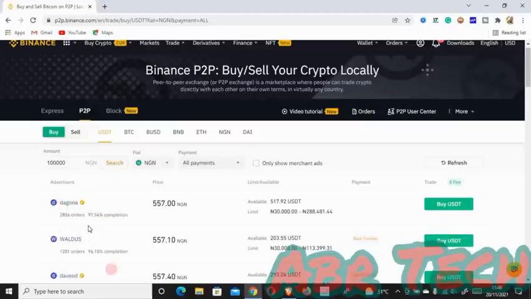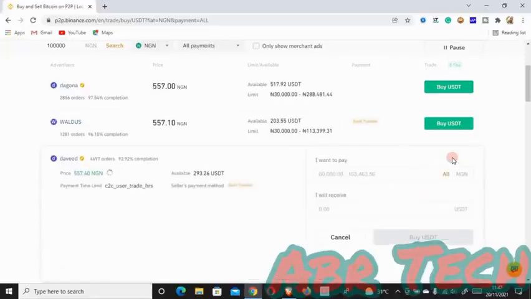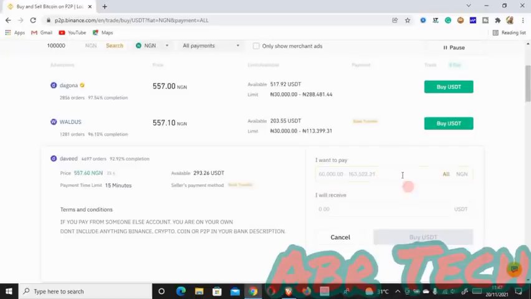The first person is selling for 557 naira, and he has 517 USDT in stock. So that person is eligible. But I'm going to be doing something so that you can see how you're going to be prompted each time you make mistakes. You shouldn't be buying from someone who doesn't have up to the amount you are requesting. You shouldn't even dare buy from that person, since it won't go well. I'm going to be showing you this example now. Let's see it yourself.